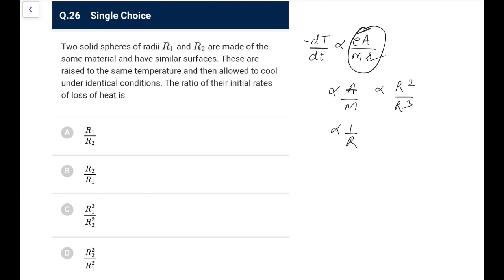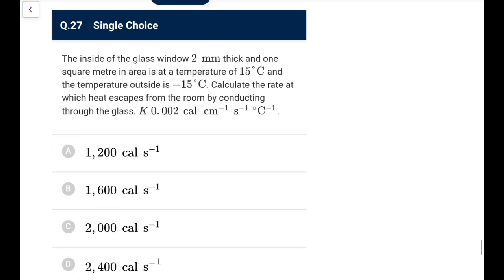Just be very careful, this was the mistake I was making: the question asks for the rate of loss of heat, while I was checking the rate of loss of temperature. For heat, simply minus dQ by dt is sigma A times T to the power 4 minus Ts to the power 4. So here only area matters, not the mass, so it would be proportional to r square. Go for option C. Be careful, both questions are asked. If it were about the temperature, the cooling rate, it would be inverse to r. Otherwise you will lose marks.